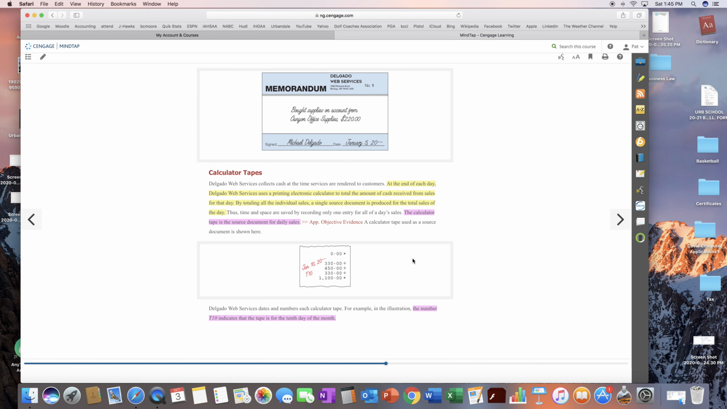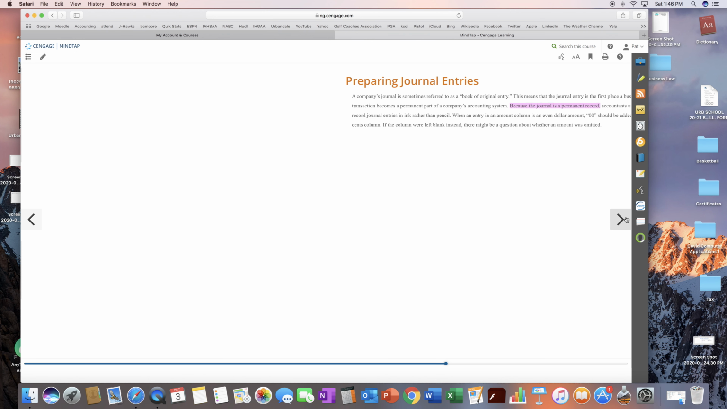We'll put a check mark in the journal. We'll show you that later on in a section. We'll put a sales, credit, cash, debit type thing. But for right now, all we're doing is talking about the source documents.